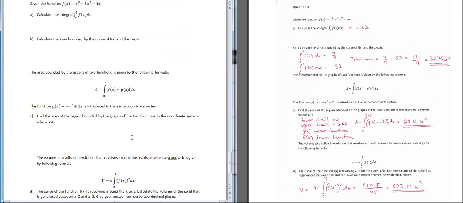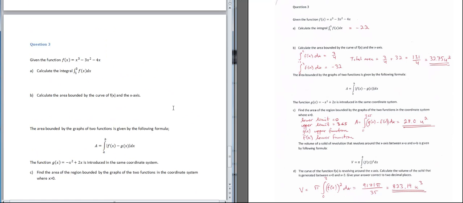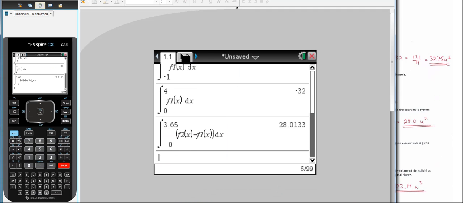Last question. The volume of a solid of revolution that revolves around the x-axis between x is equal to a and x is equal to b is given by the formula. Okay, so now the function f of x, the first function, revolves around the x-axis, creating kind of a cone or volume of solid of revolution. So we have to find the volume of this cone-shaped thing.